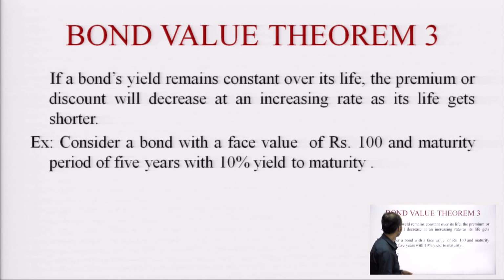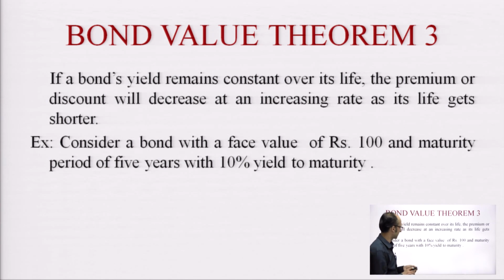The third theorem is, if the bond yield remains constant over its life, the premium or the discount will decrease at an increasing rate as its life gets shorter. Consider a bond with a face value of rupees 100 and a maturity period of 5 years with a yield of 10% yield to maturity.